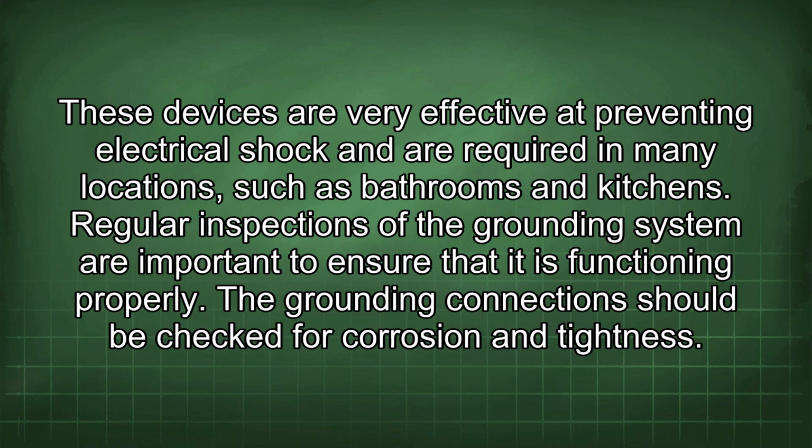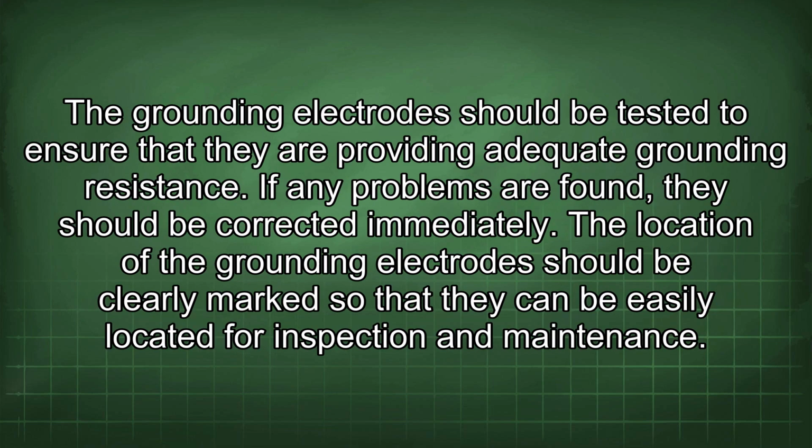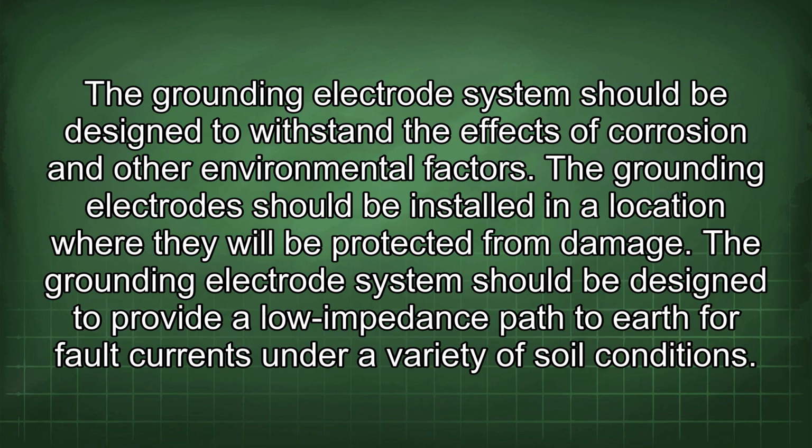Regular inspections of the grounding system are important to ensure that it is functioning properly. The grounding connections should be checked for corrosion and tightness. The grounding electrodes should be tested to ensure that they are providing adequate grounding resistance. If any problems are found, they should be corrected immediately. The location of the grounding electrodes should be clearly marked so that they can be easily located for inspection and maintenance. The grounding electrode system should be designed to withstand the effects of corrosion and other environmental factors.